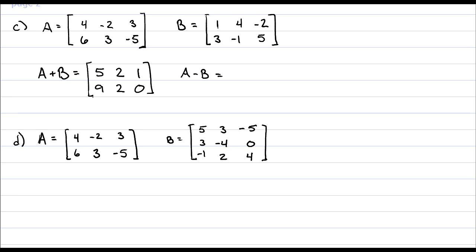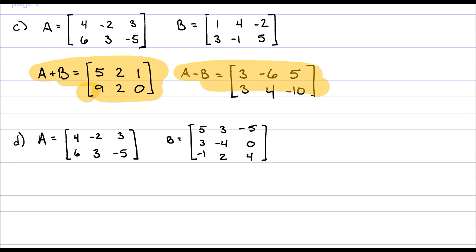A minus B gives me 4 minus 1, minus 2 minus 4, and 3 minus a negative 2, so that's 3 plus 2. The second row gives me 6 minus 3, 3 minus a negative 1, minus 5 minus 5. Okay? So that's A plus B and A minus B.